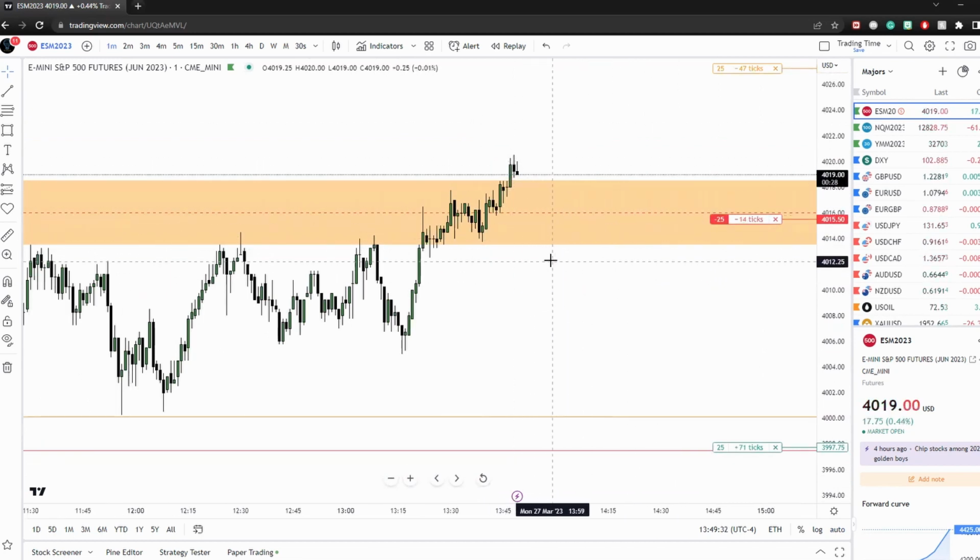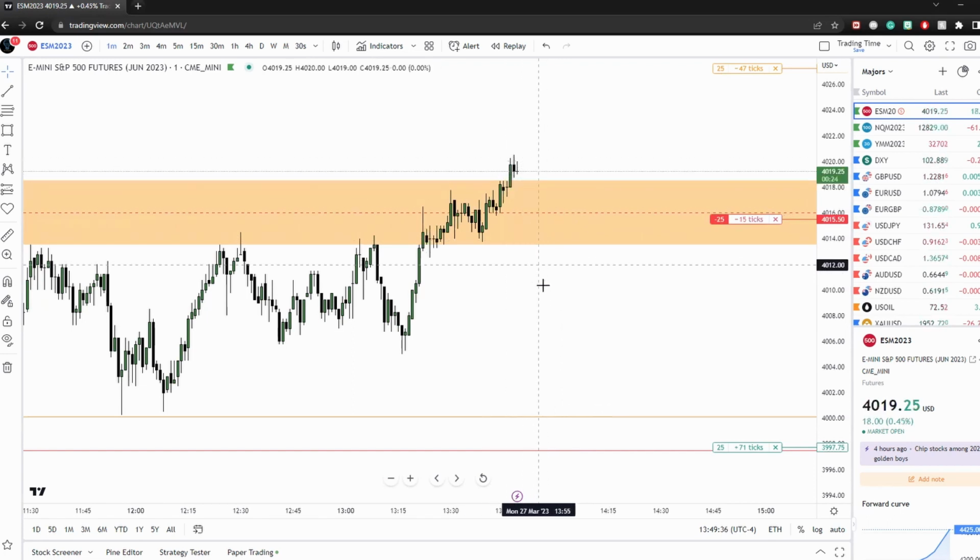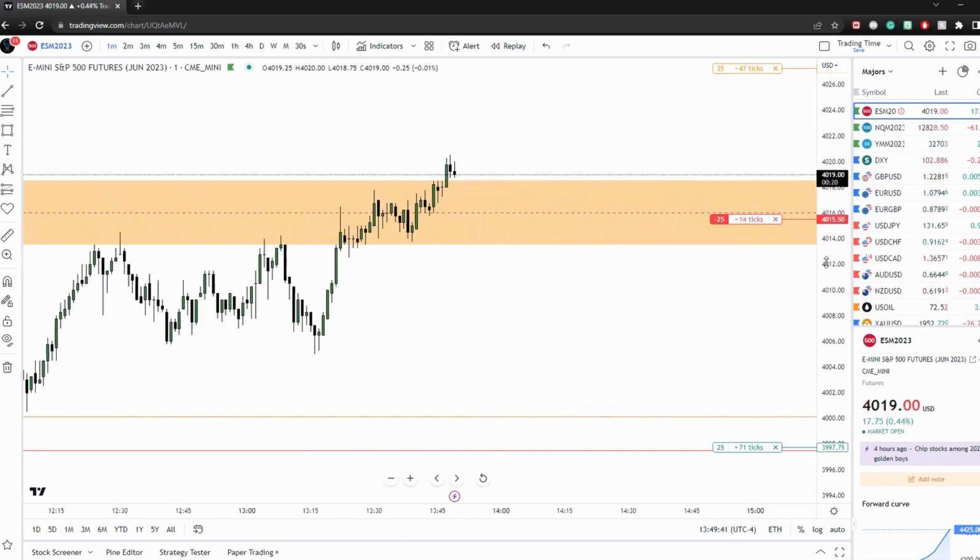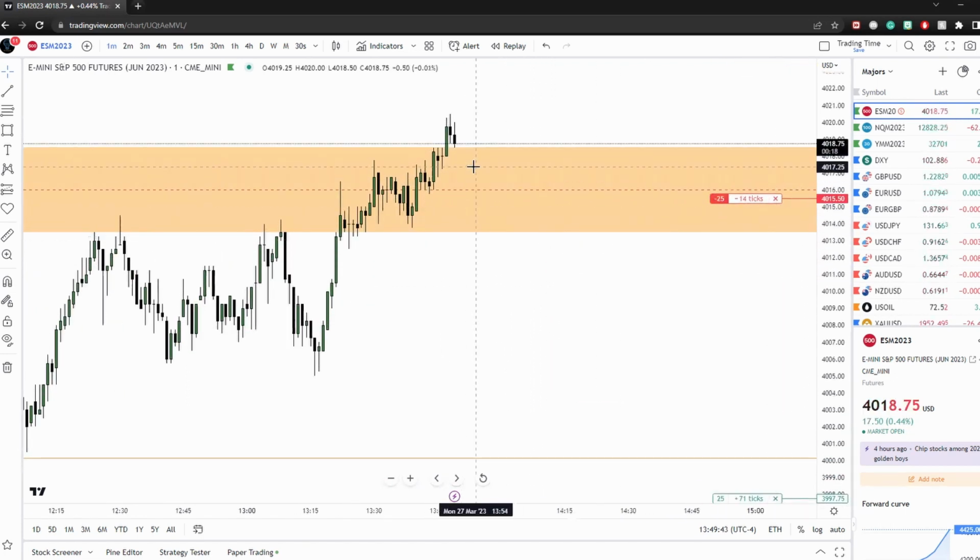All right. Need to see displacement away. Need to see it move away with energy, as ICT says. This low right there is ideal for it to come through. If it didn't come through, we're back on track.